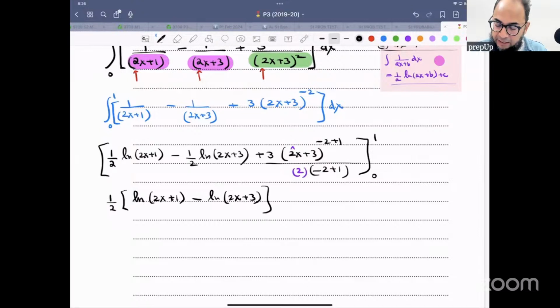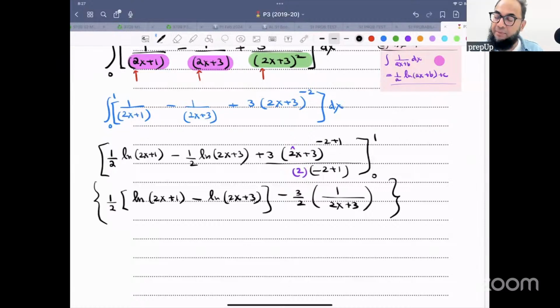Over here, what do we have? Negative 2 plus 1 is negative 1, and then there is a 2 over here. So this is negative 3 over 2, and this is 1 over 2x plus 3. All good, all clear. So a big curly bracket over here. Negative 2 plus 1 is negative 1, so that's why it goes down.